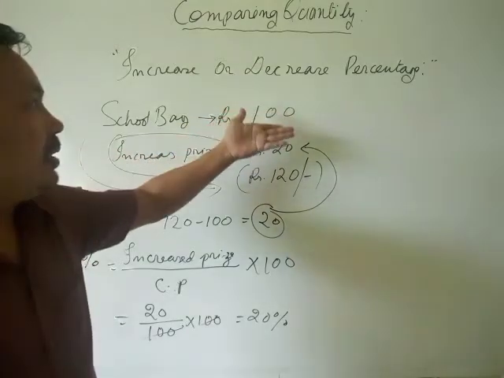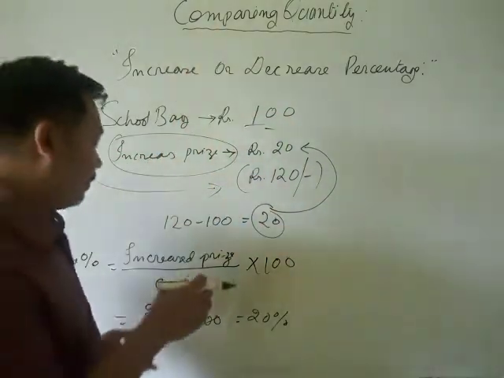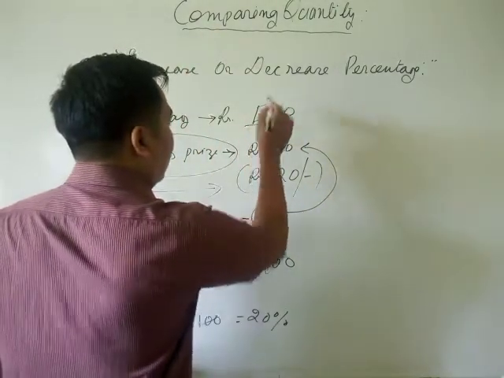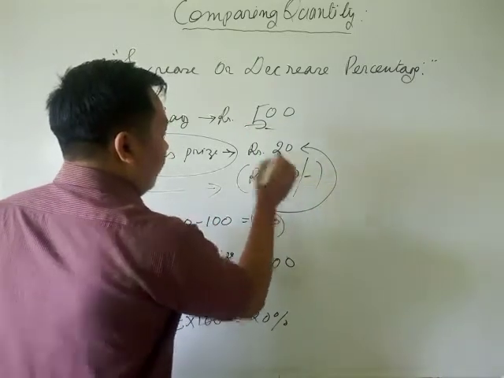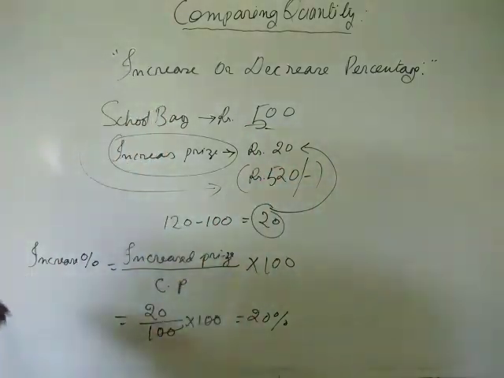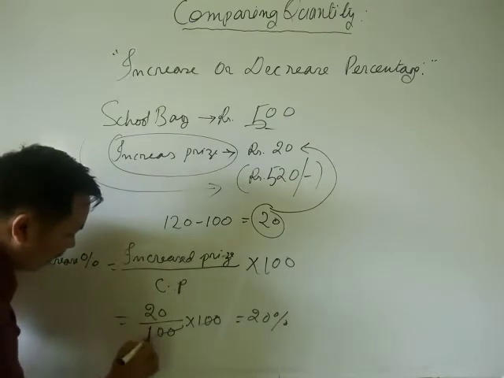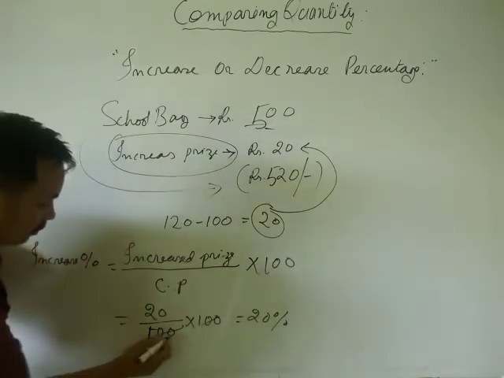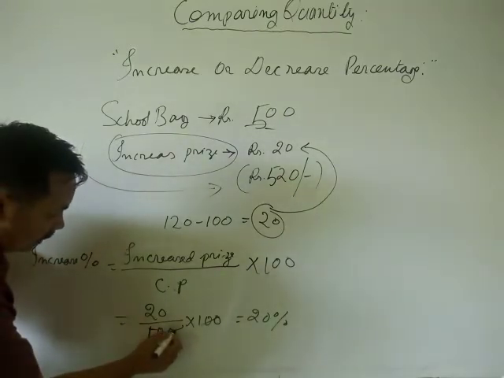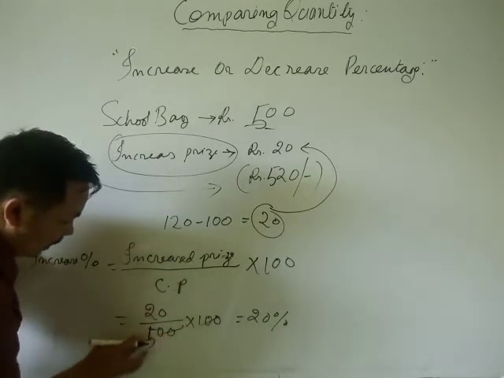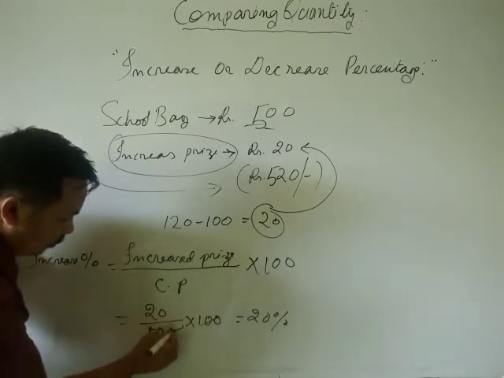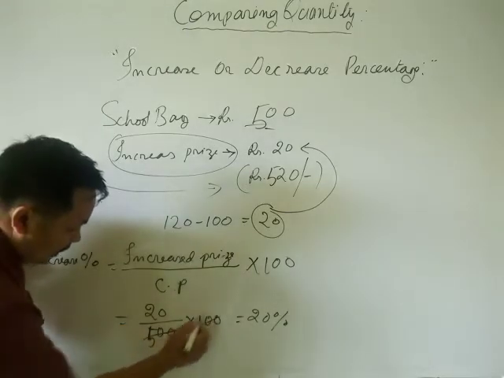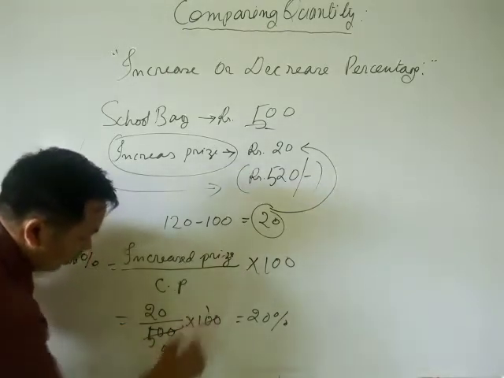For example, if it is 500, then this will be 520. Then here you will write 500. So the two zeros will cancel, and here 5, here 1, isn't it?